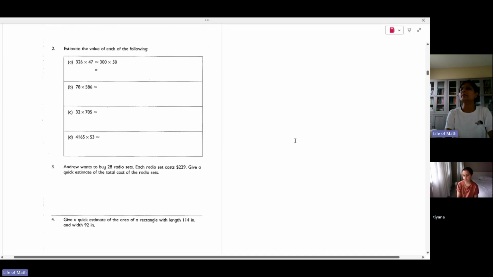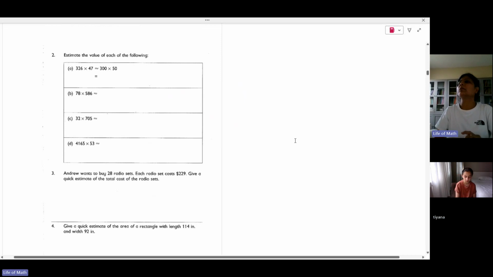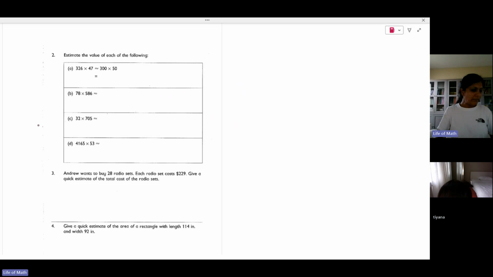All right, let's go to this page now. Estimate the value of each of the following. Now we need to estimate this. We can estimate each number first and then multiply. So let's begin here.